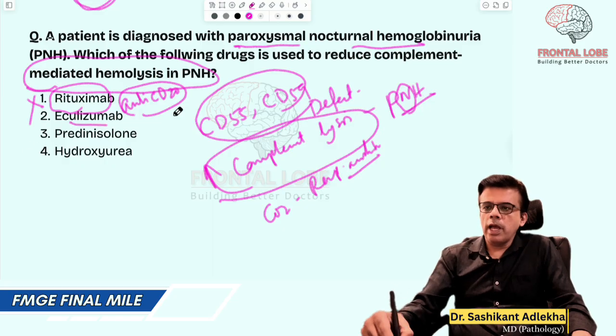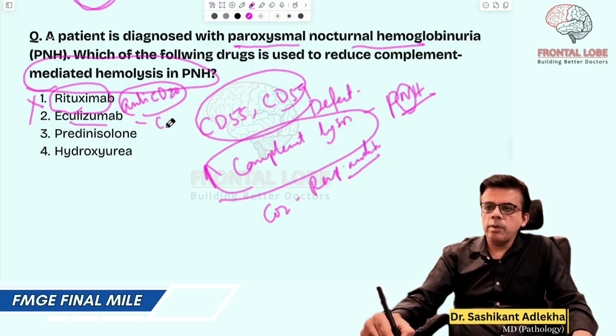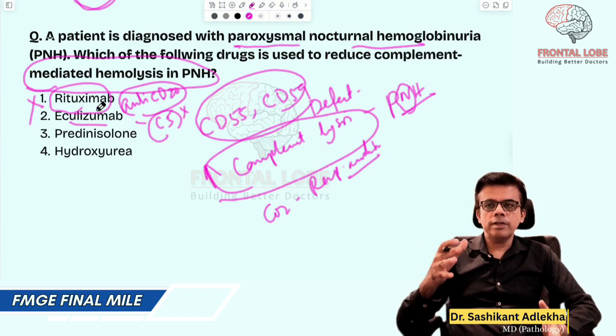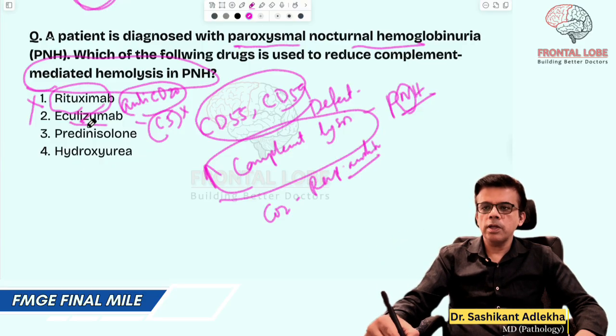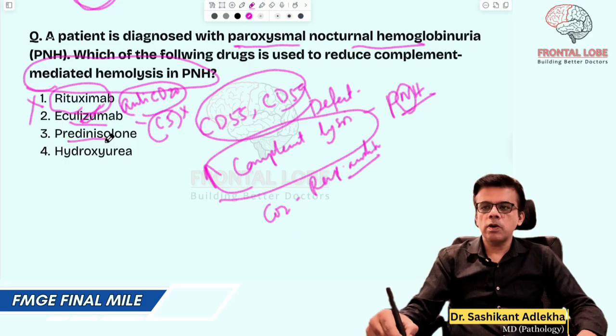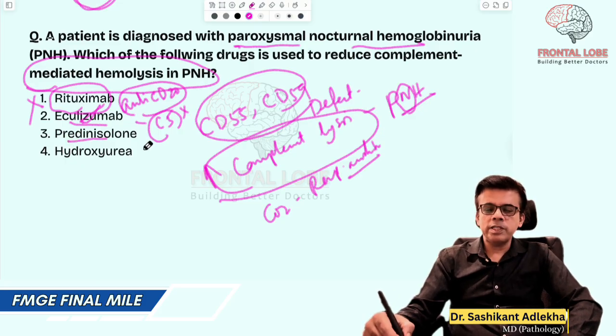Eculizumab is a C5 inhibitor. So this will cause a check on the accelerated complement mediated lysis that is happening over here. So this is the correct answer over here, eculizumab. Prednisolone, a steroid, will not have a specific action. Though it can cause reduced immune mediated destruction, it is not as specific as eculizumab, because eculizumab will block the C5 complement and it will reduce the complement mediated lysis.